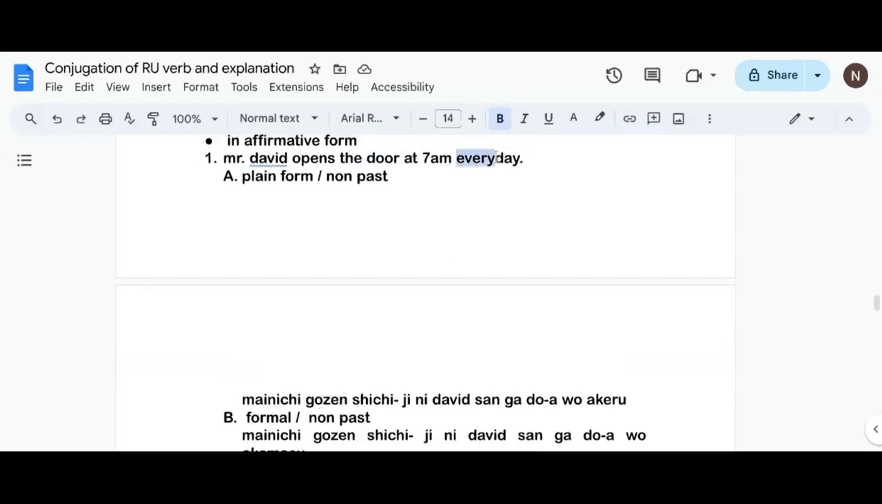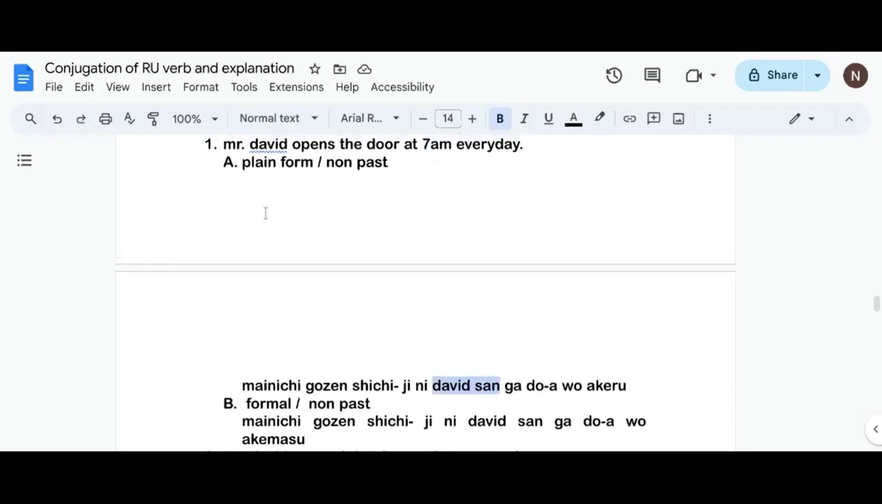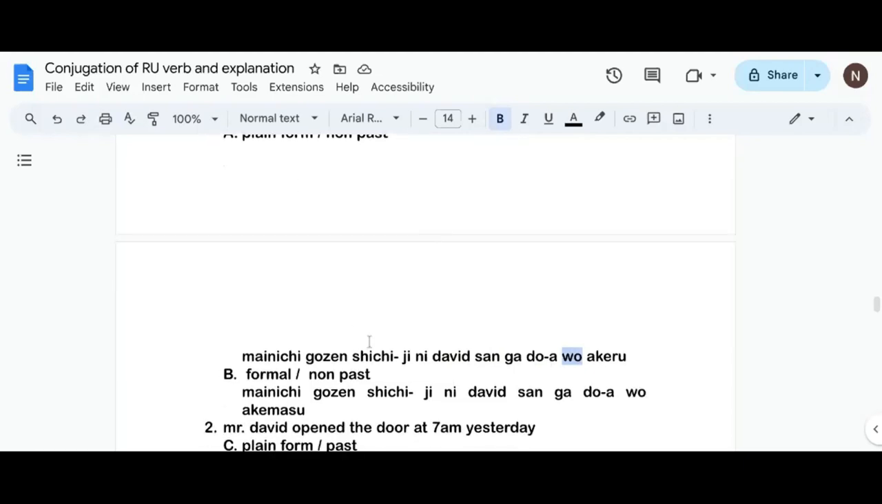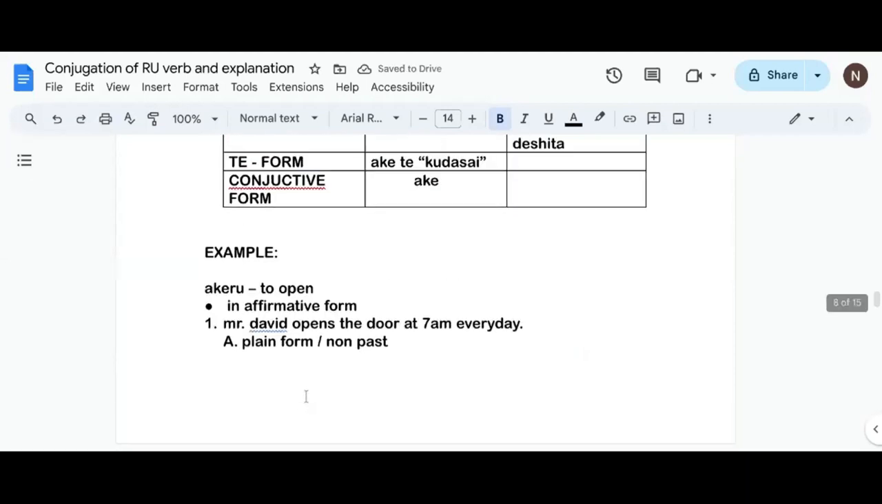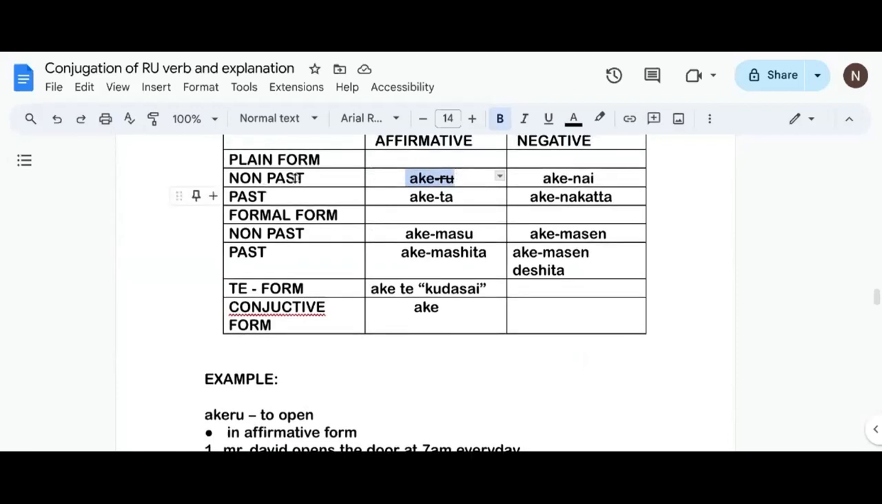So it will be mainichi, which is every day, gozen, your AM, sichiji, your 7 o'clock, David Sang, okay, Mr. David Sangha, doa o. This is a door, okay? The door. Doa o, your object marker. Akeru. Mr. David opens the door at 7 a.m. every day. Mainichi gozen sichiji ni David Sangha doa o akeru. That is your sentence for your akeru. Affirmative, non-past. Okay?